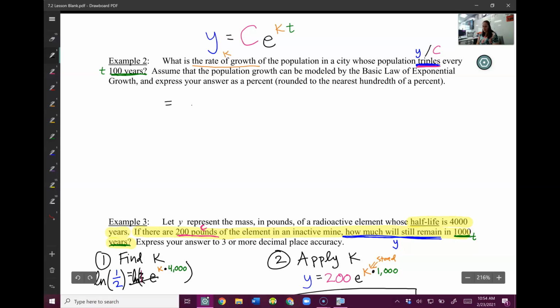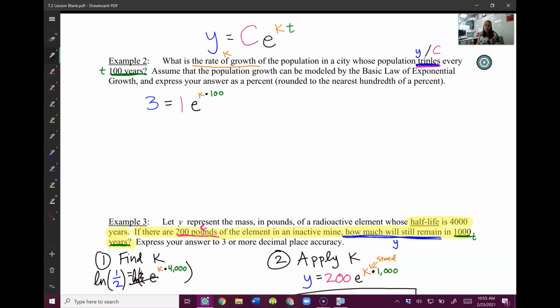So let's go into here, write what we know. We're trying to find K. I know that T is 100. And I know that my population triples every 100 years. So that means if I start with 1 person in my population, after 100 years, that population will triple to 3 people. Same thing with half-life. It doesn't matter what you put there as long as this is triple what that is. So I could start with 100 and 300. I could start with 2 and 6. Any of those. Now this problem is just a solve for K.